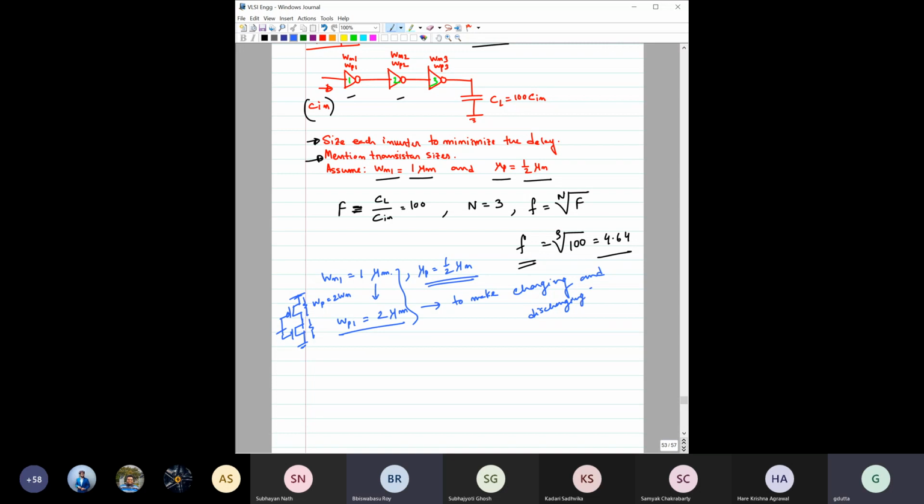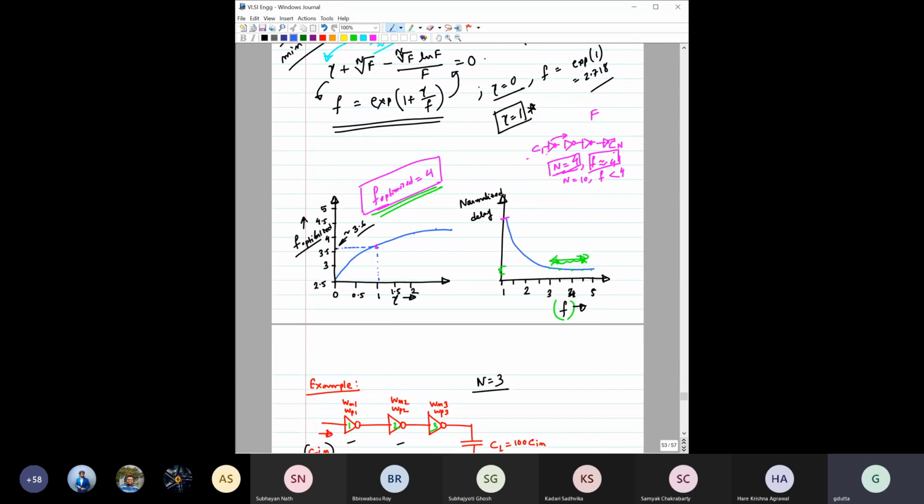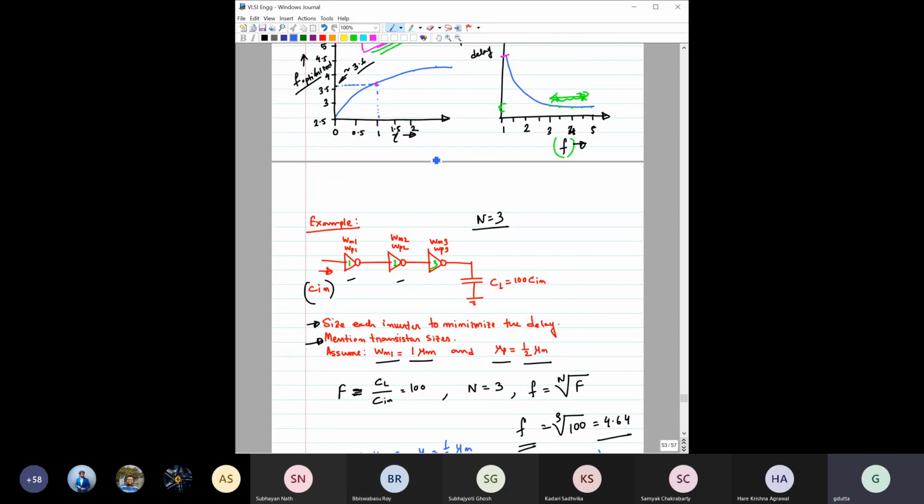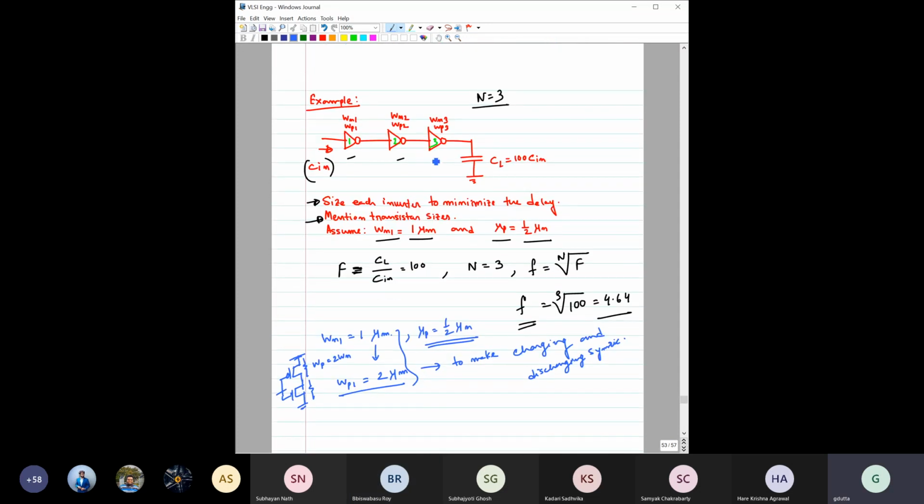Sir, can't we use beta equals root R? Sorry, sir, for minimum delay, beta optimal equals root R. What is the beta here? Sir, in that PMOS and NMOS, earlier we were discussing that. Oh, okay. Yeah. So for PMOS and NMOS, we considered that it should not be mu p by mu n, but it should be the root of that, right? Yes, sir, that part you were talking about.